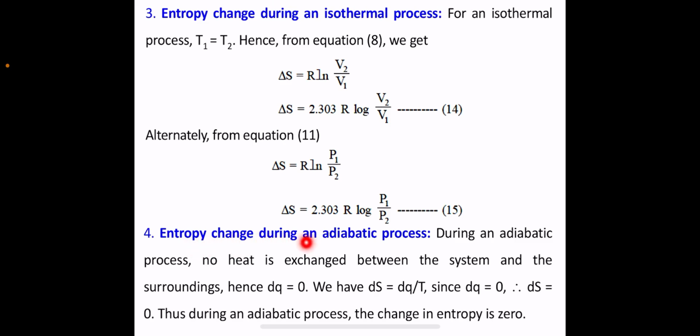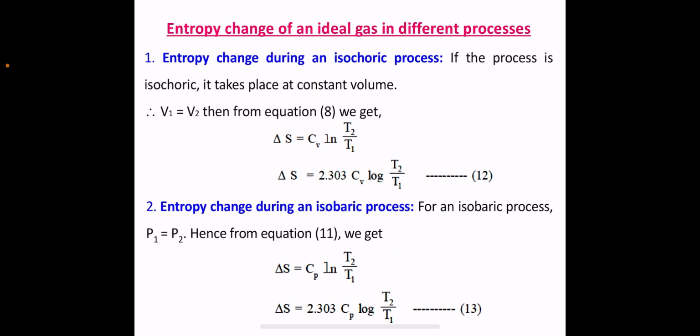In the same way, the entropy change during an adiabatic process. Here no heat is exchanged between the system and the surroundings, and such a process is called an adiabatic process. Now we will see one by one. First, the entropy change during an isochoric process.